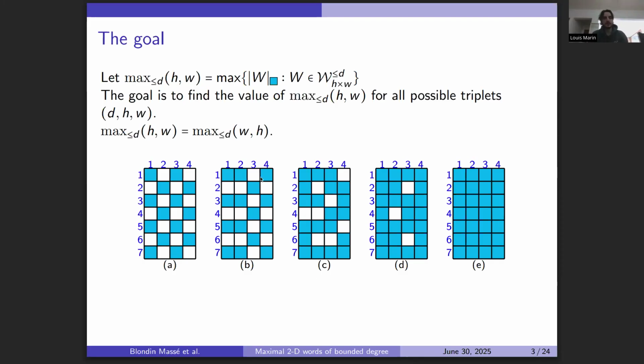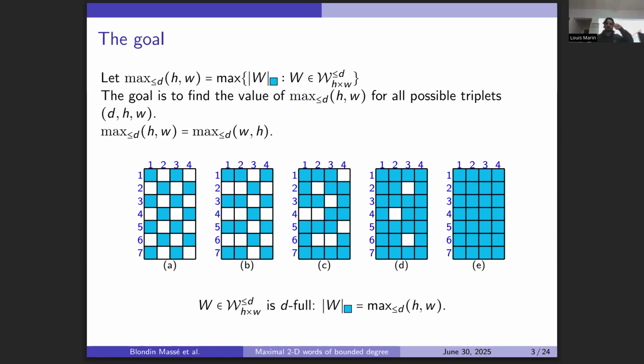So most of the talk will be about the D equals 2 case. Under a bit of notation, we say that a word is D-full if it is a maximal area word with those three parameters. We say that it's D-full. So let's say that this word is 0-full, this word is 2-full, etc.